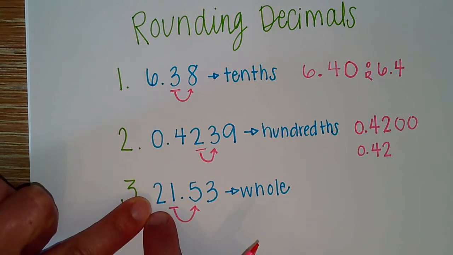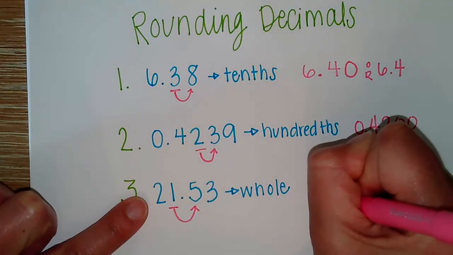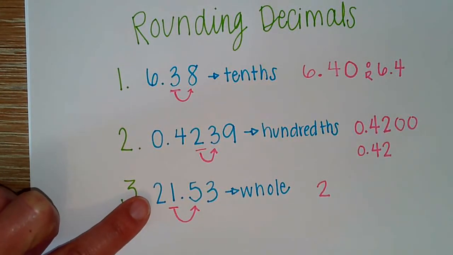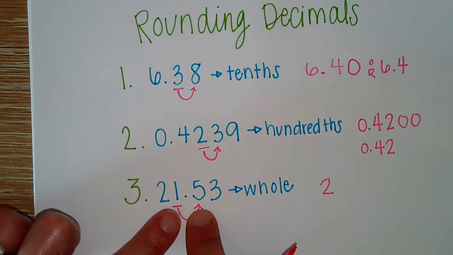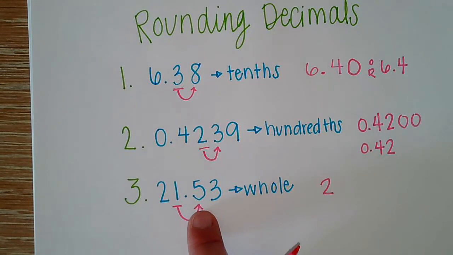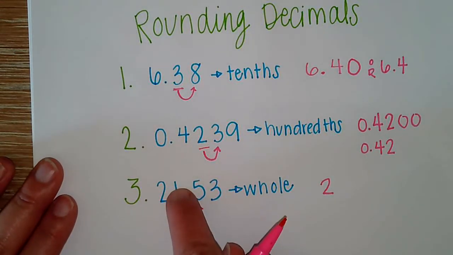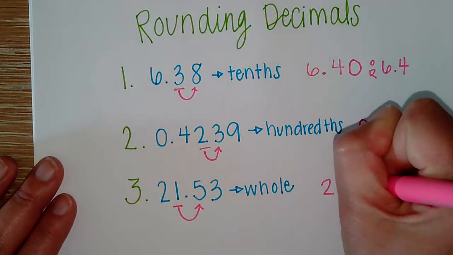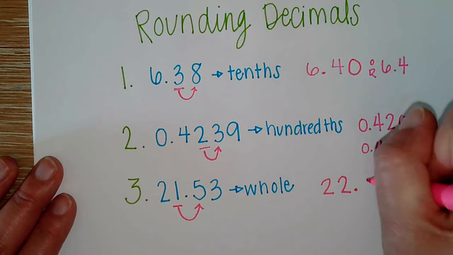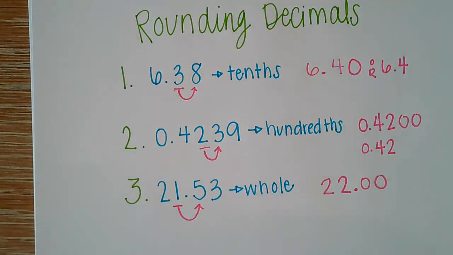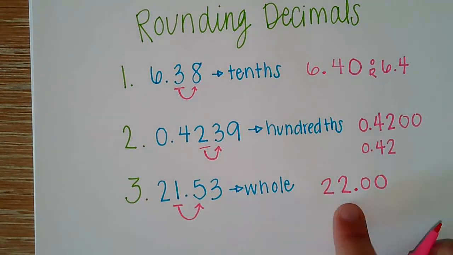Now, just like before, everything before that underline stays the same. Now, we go ahead and look to the right of that ones place, and we've got a 5. 5 falls into the 5 or more category, so we bump that 1 up to a 2. Then everything after that line turns to a 0. Otherwise simplified down to 22 wholes.